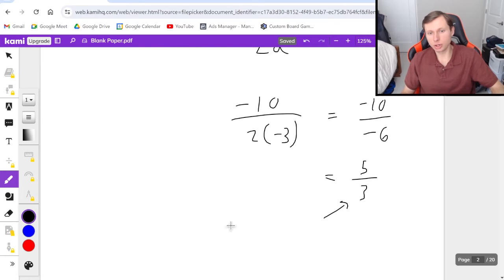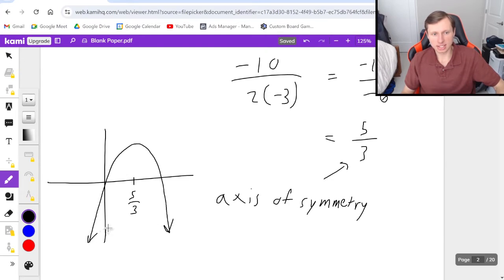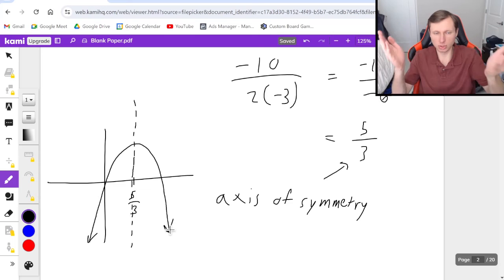This is also known as the axis of symmetry of a parabola, which I will tell you would look something like this if I had a graph. Let's say this is 5/3 over here, then the parabola might look something like this. And as you can see, at 5/3, there's like an imaginary line going down it where it's symmetrical along that line.